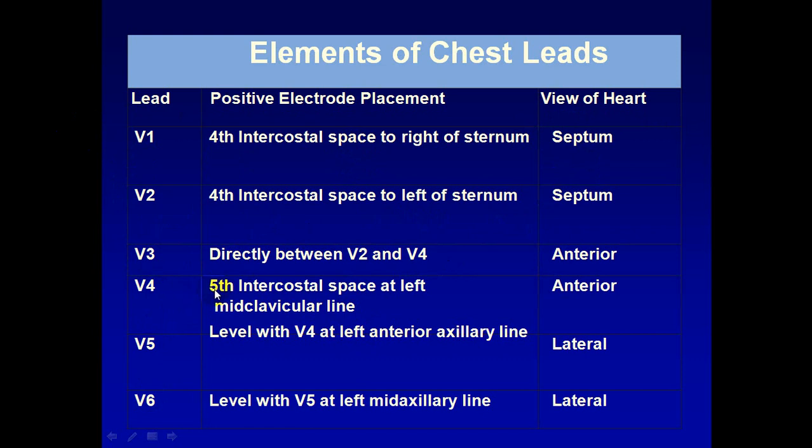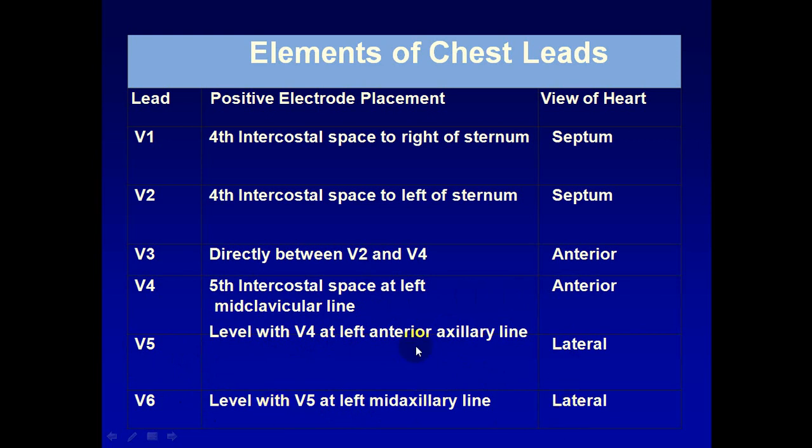V4, or chest lead 4, is in the fifth intercostal space at the left midclavicular line, looking at the anterior wall of the heart, while V5 and V6 are level with V4, at the left anterior axillary line and the left mid-axillary line. Both of them, V5 and V6, look to the lateral wall.